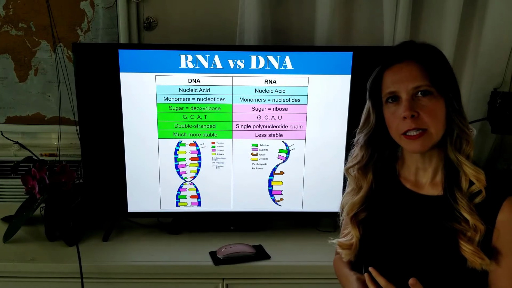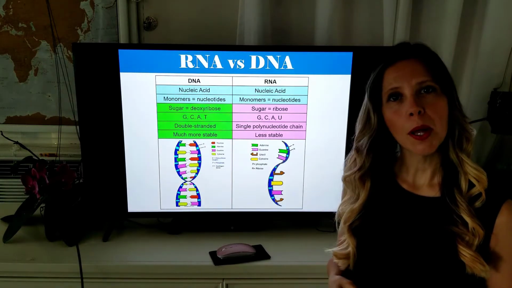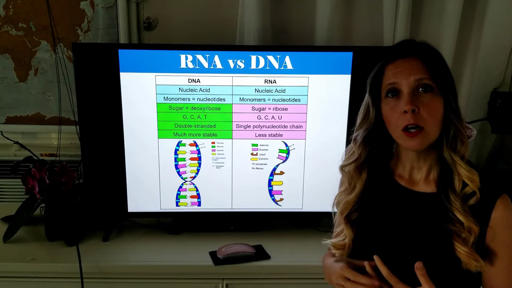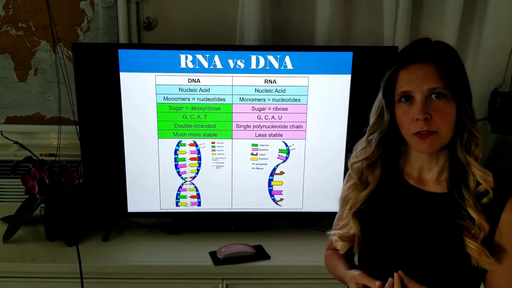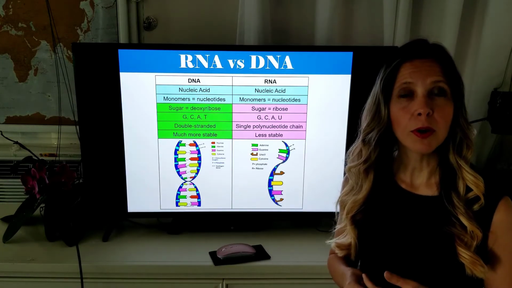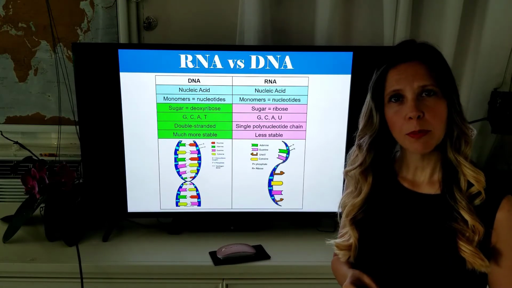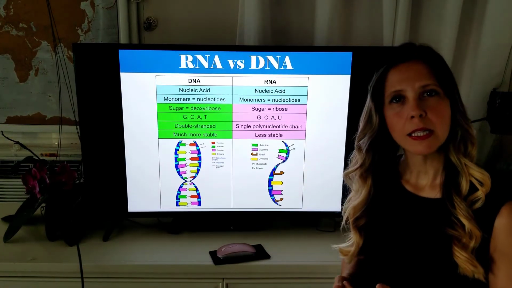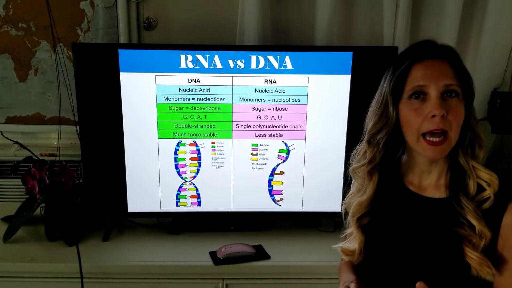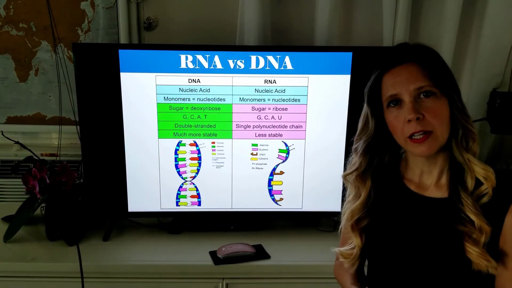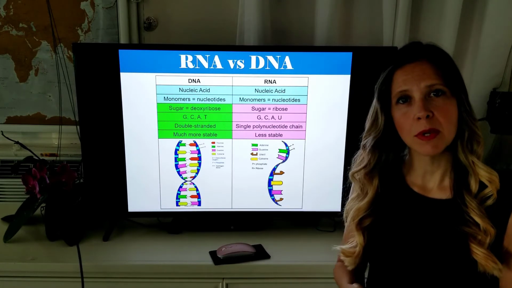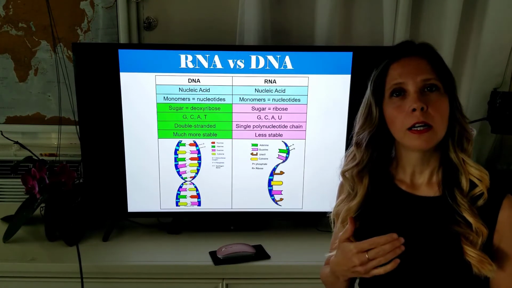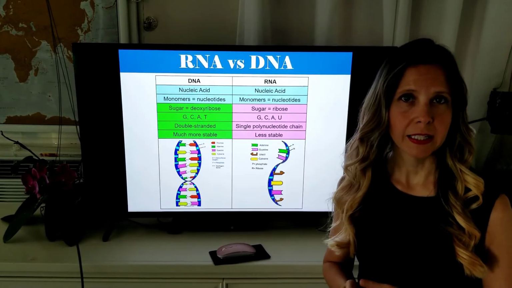Firstly, looking at their similarities. They're both nucleic acids, and the monomers of nucleic acids are nucleotides. If we look at the differences, however, we notice that the sugar in DNA and RNA is different. Even though it is a pentose sugar in both, in DNA we have deoxyribose, whilst in RNA we have ribose. If we look at the nitrogenous bases, DNA is going to have guanine, cytosine, adenine, and thymine. RNA, on the other hand, does not have thymine. Instead of thymine, it has uracil. So the 4 nitrogenous bases we find in RNA are adenine, uracil, guanine, and cytosine.